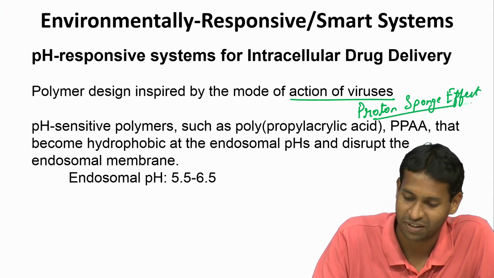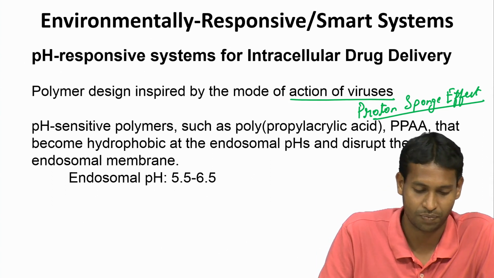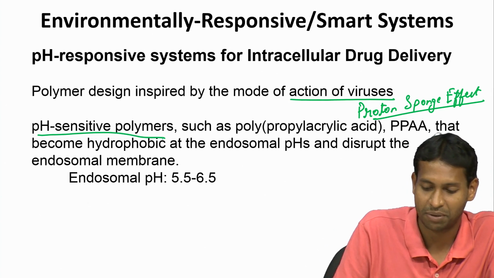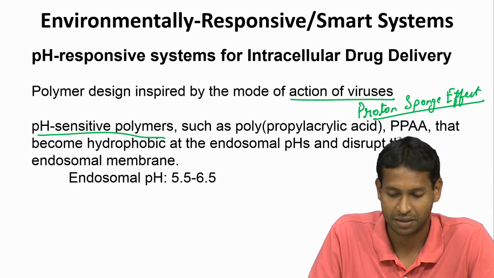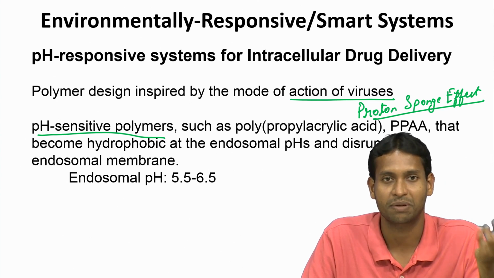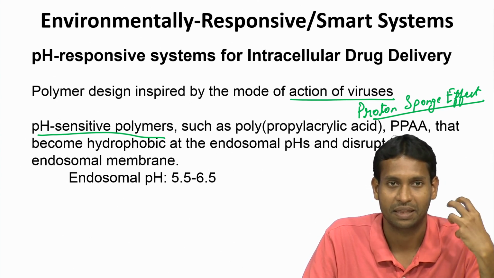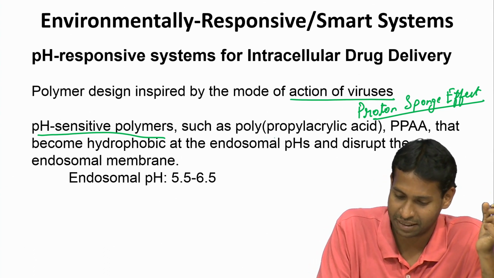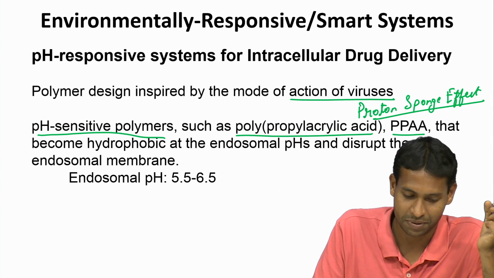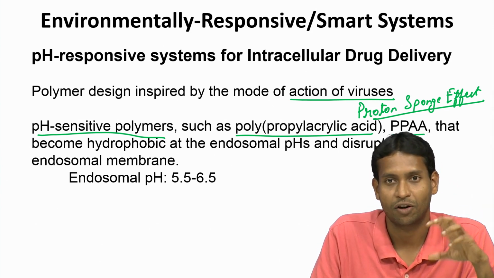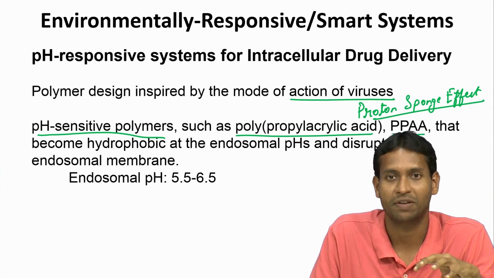This is also something we have discussed in the previous classes. So, this is basically a pH sensitive polymer, which means that it can absorb a lot of protons and it can then disrupt the membrane. In a similar example here, what we are talking about is these acid containing groups, they will become hydrophobic at endosomal pH.